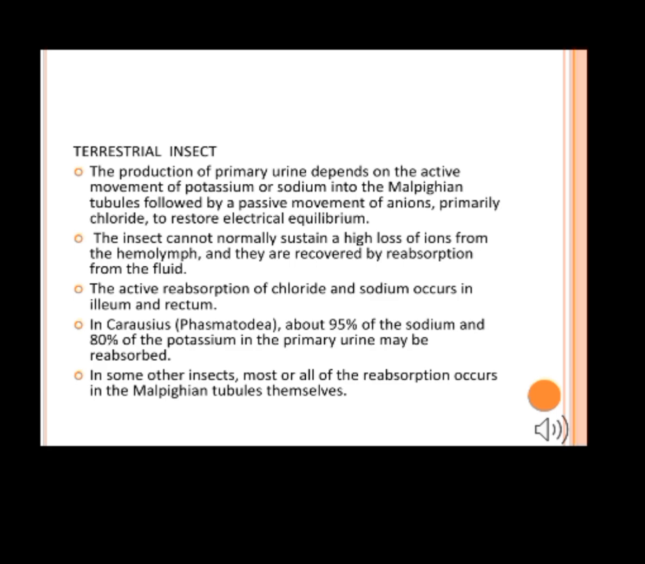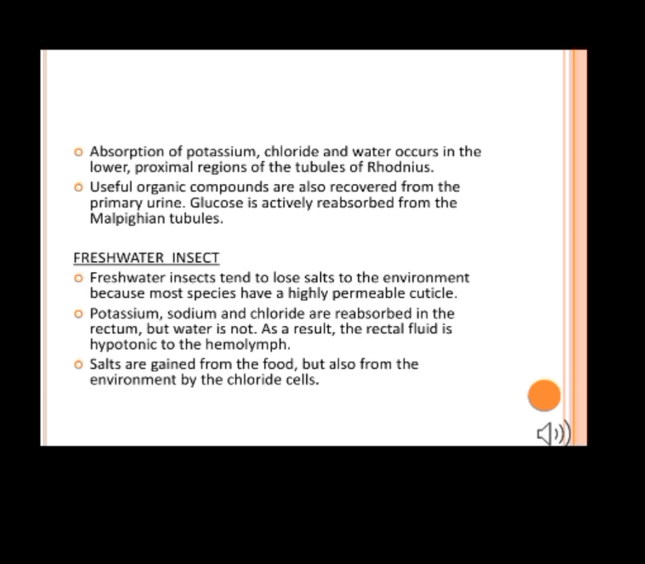The active reabsorption of chloride and sodium occurs in the ileum and rectum. In Caraceus, about 95% of the sodium and 80% of the potassium in the primary urine are reabsorbed. In some other insects, most or all of the reabsorption occurs in the Malpighian tubule. Potassium chloride and water absorption occurs in the lower proximal region of the tubules of Rhodnius. Some useful organic compounds are recovered from primary urine, and Malpighian tubules actively reabsorb glucose.